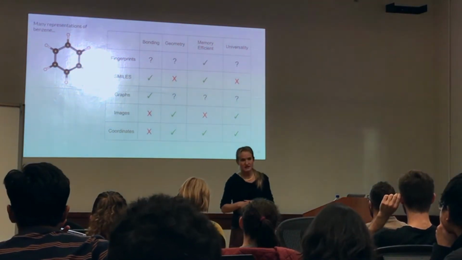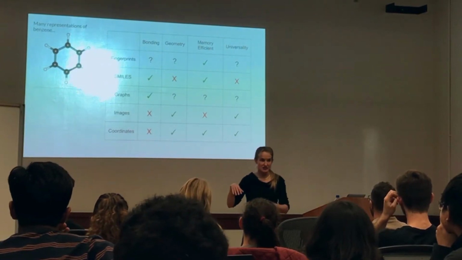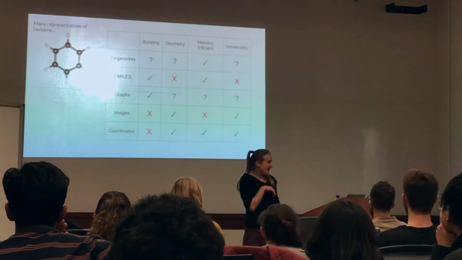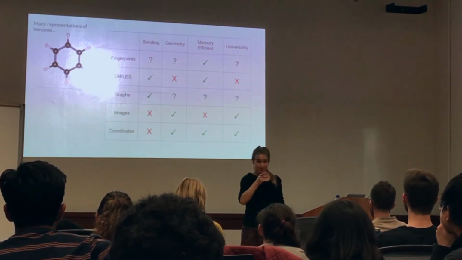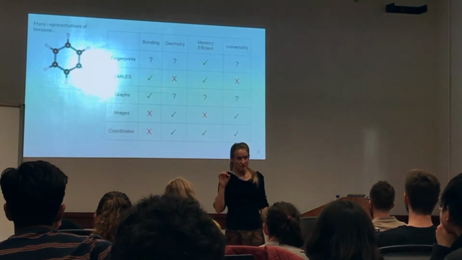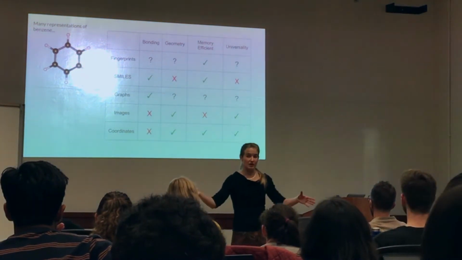Some of these methods are very memory efficient, some of them are not. So as you can imagine, all that dead space for the image of the benzene is going to kill you in 3 dimensions. And then this last one, which is the one I want to harp on because I think it's very important, is universality. So does this representation only apply to some types of atomic systems, or does it apply to all of them?